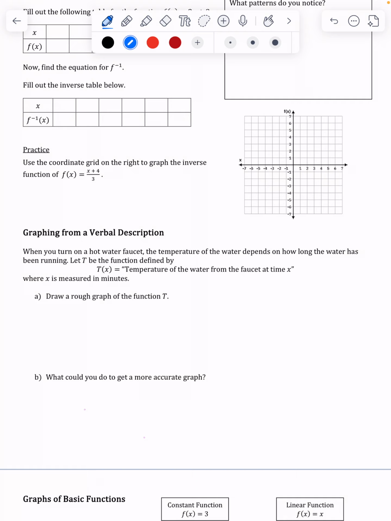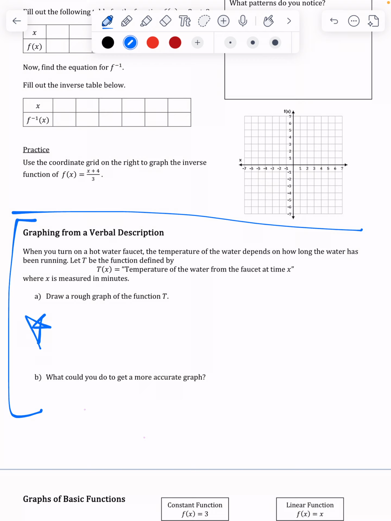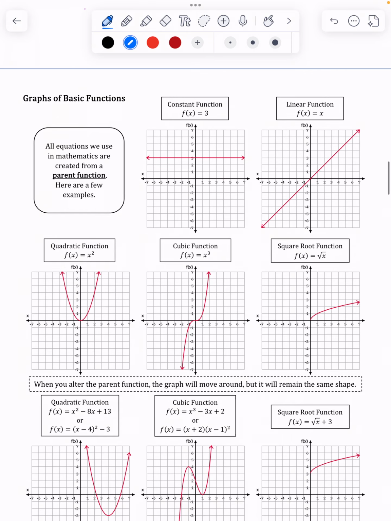So we ended here last time, and I will just say that I will be skipping this graphing from a verbal description because A will kind of vary in the responses, and B, you'll see from the key that I urge you to look at ways to get a more accurate graph. But if we were to poll a room of people based on this description, there would be different graphs that people produced, and there are many right answers here. And so this is more of kind of a critical thinking activity. And so I'm going to go ahead and go to basic functions.